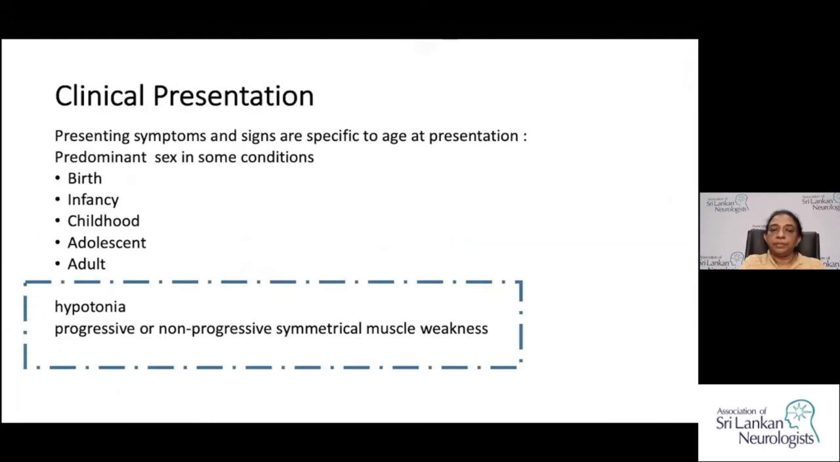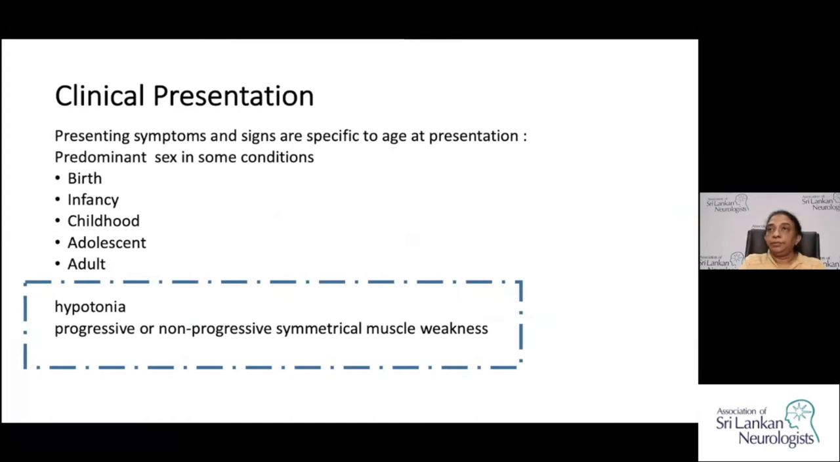So how do they present? The presenting symptoms and signs are specific to age at presentation. And some of the sexes may predominate in certain conditions, like in Duchenne muscular dystrophy, it's mainly the male sex that predominates. And they can present at birth, in infancy, in childhood, adolescence, and or as an adult.